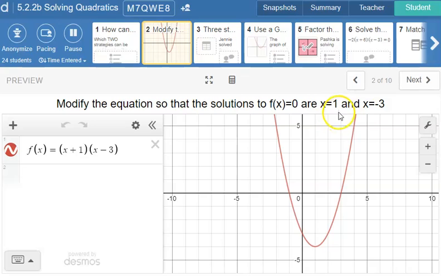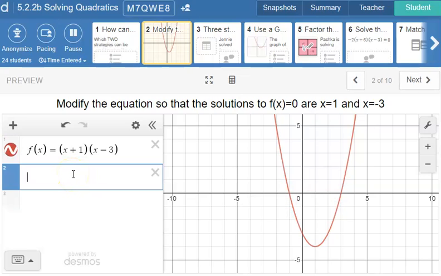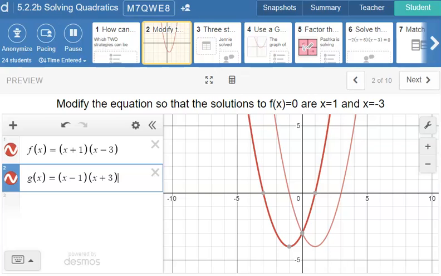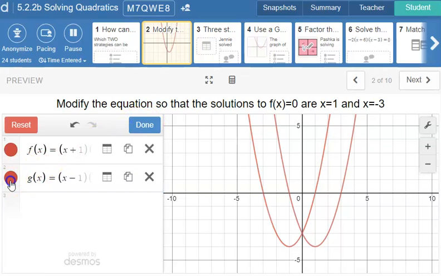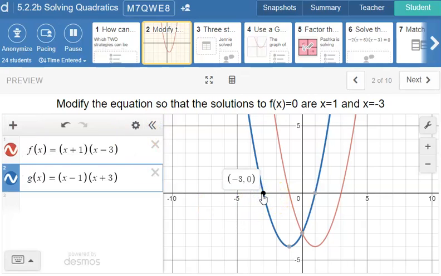Modify the equations so that the solutions are 1 and 3. Well, if you'll notice, this x-intercept is -1 and this x-intercept is +3. So if you want to put another equation in here, I'll call this one g of x, then you would need the factors x minus 1 and x plus 3 so that the x-intercepts change. I'm going to click the gear and make this different. Let's make it blue. Now you can see the x-intercept is -1, which is what this says, and this x-intercept is +1. So basically, just change those 2 signs. You could change the signs that are already there or create another one. It's really up to you.